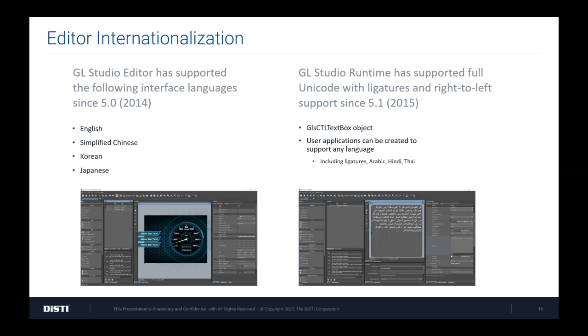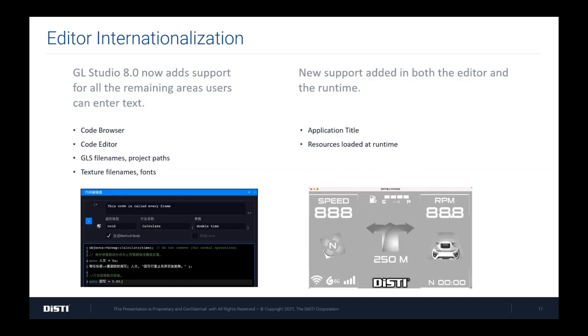So specifically what I'm talking about in GeoStudio 8 are all of the remaining areas for supporting where users can enter text. So these are things like the code browser, the code editor, the GLS file names and file paths, which previously were Latin only, and things like file names, fonts, sounds, and other resources that are loaded at runtime. All of these features coming in GeoStudio 8 will now fully support Unicode and can have arbitrary characters in their names.